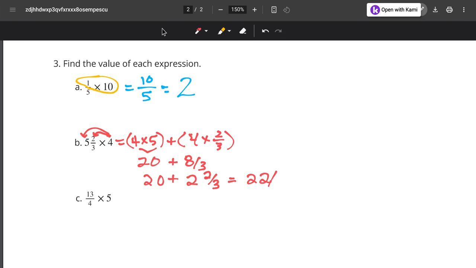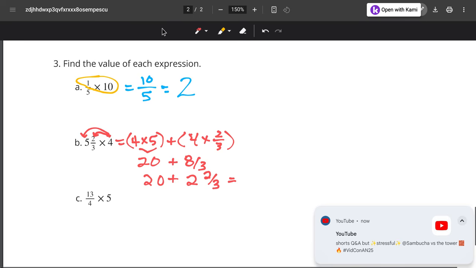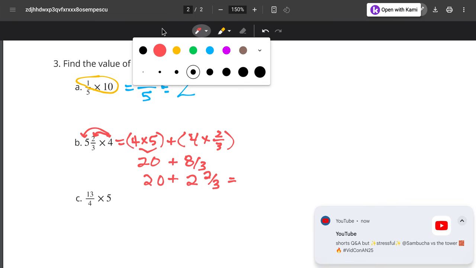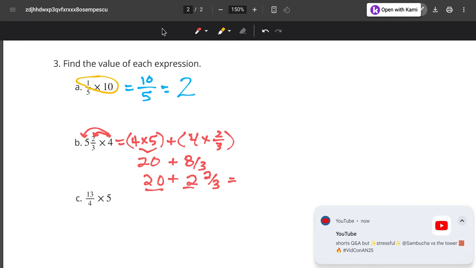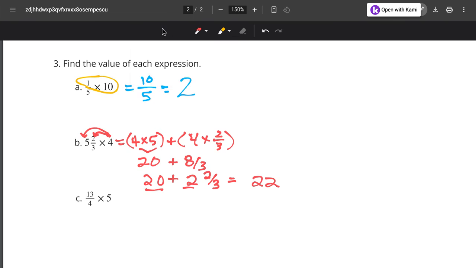Oops. Let me erase here, make my answer a little clearer. My answer here, when I join my 20 and my 2, I get an answer of 22. And then I have this 2/3 stuck to the side. So my answer here is going to be 22 and 2/3. Okay, so that is one great way that we can give our answer for number 2. Or I should say 3B.